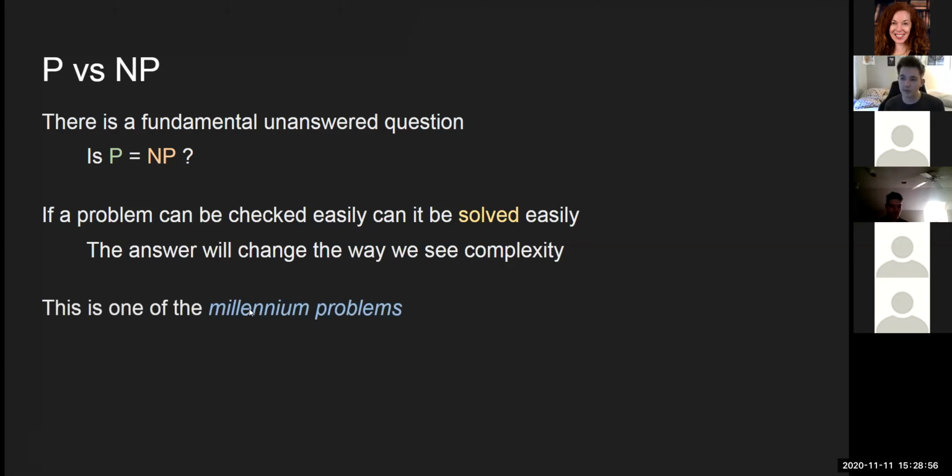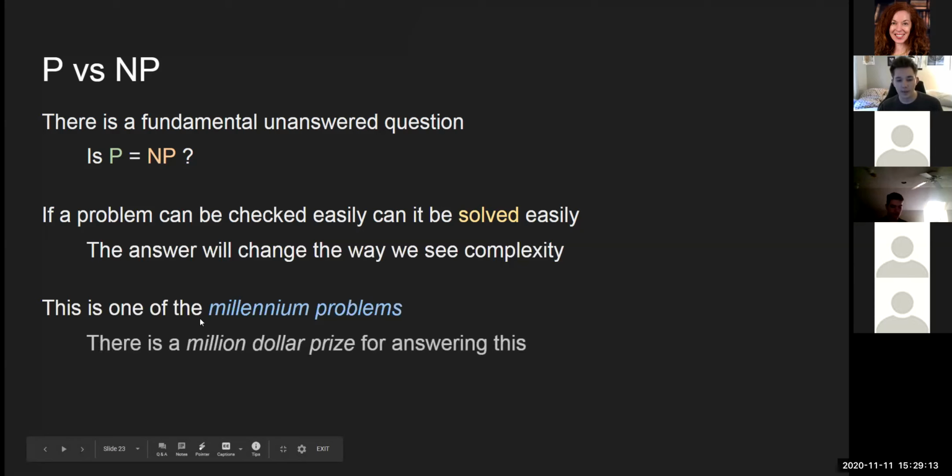In fact, this is one of the millennium problems. If some of you don't know what they are, probably a lot of you don't know what they are, they are a collection of very important mathematical problems that are posed by the Clay Institute for Mathematics, I think. And if you're able to solve any of the millennium problems, get a proper solution that is agreed upon, there is a $1 million prize. So to really hit home the importance of this problem and the interest in this problem, what happens if P equals NP?